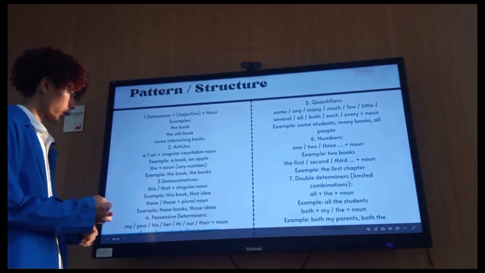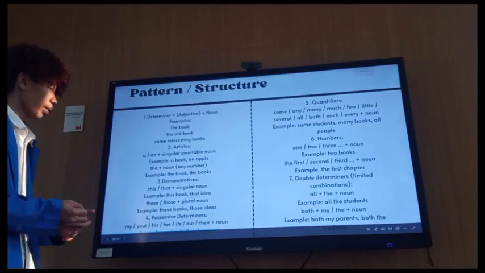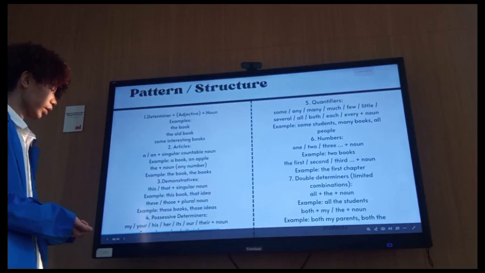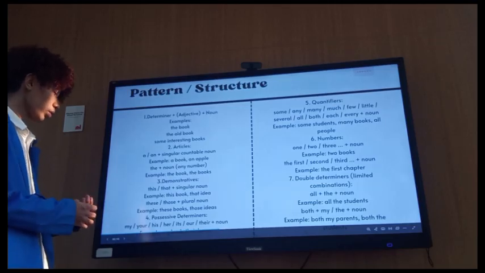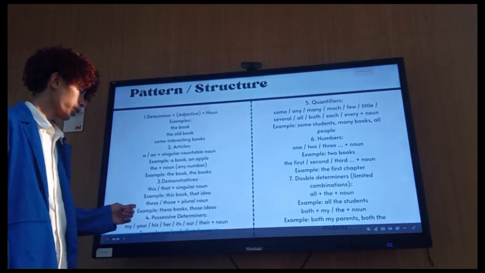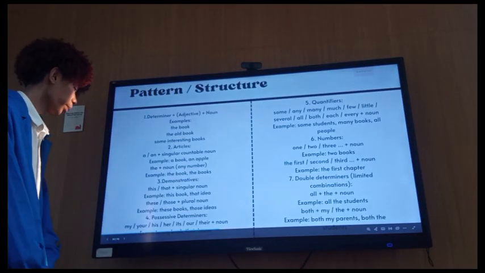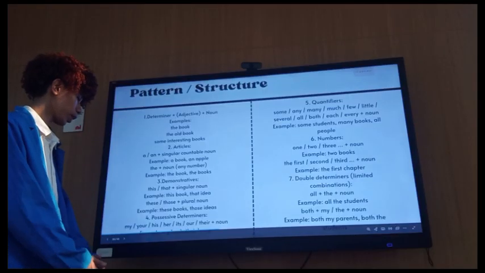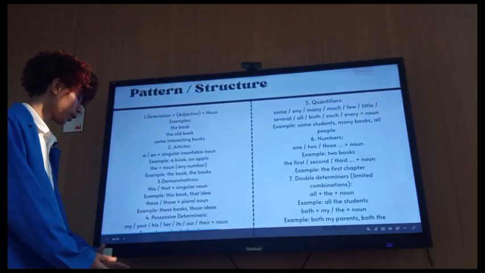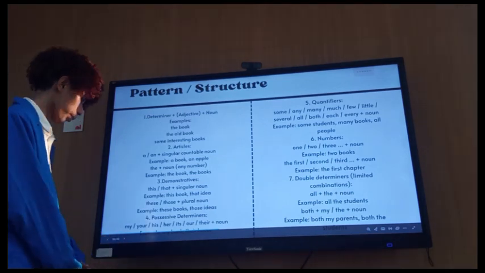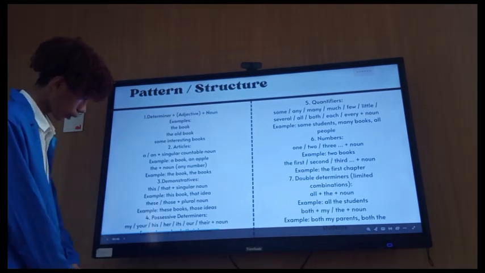3. Demonstrative: this or that plus singular noun. Example: this book, that idea; these or those plus plural noun. Example: these books, those ideas. 4. Possessive determiner: my, your, his, her, its, our, their plus noun. Example: my book, their house.